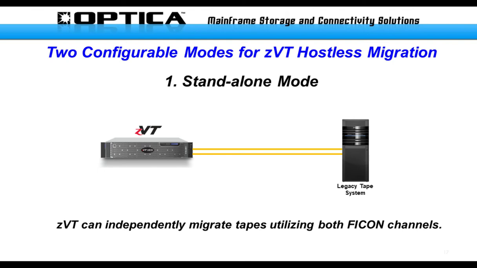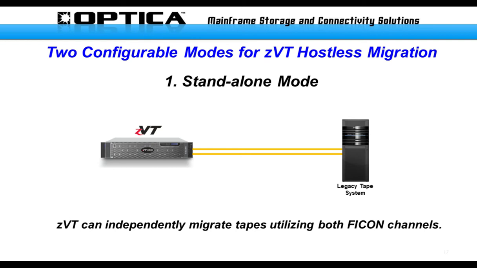There are two modes that the ZVT can be in for hostless migration, standalone and concurrent. In the standalone mode, as you see here, the ZVT has two FICON channels, both connected to the legacy tape system. Obviously in this mode, there's no interaction with the host, therefore there are 0 MIPS and 0 IOs happening from the host because the host is not even connected. In this mode, you can only control the import via the graphical user interface and the command line interface. Obviously, there's no host connection, so you couldn't control it from the host.